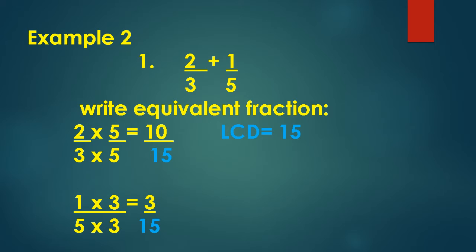Next, the equivalent fraction of 1/5 is 3/15. So we are going to multiply by 3. 1 times 3 is equal to 3, and 5 times 3 is equal to 15. So the equivalent fraction of 1/5 is equal to 3/15.